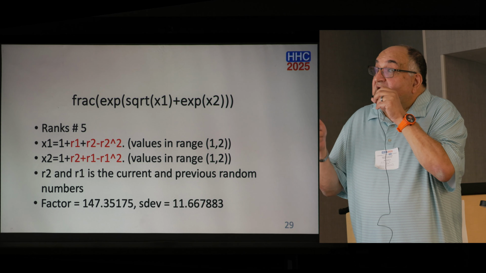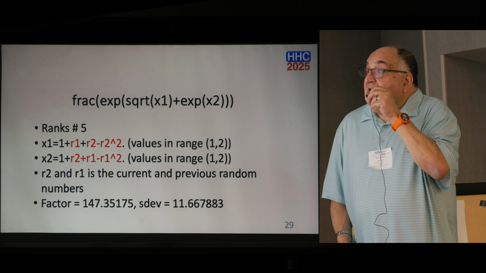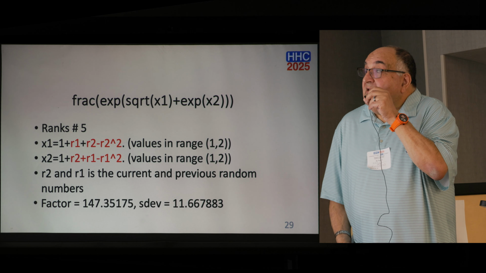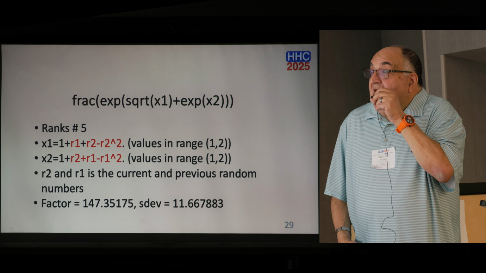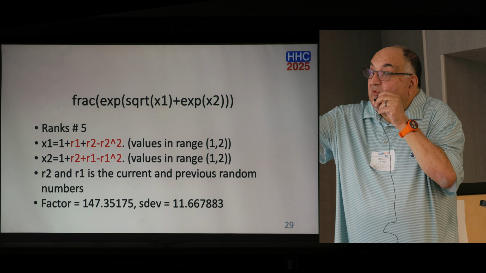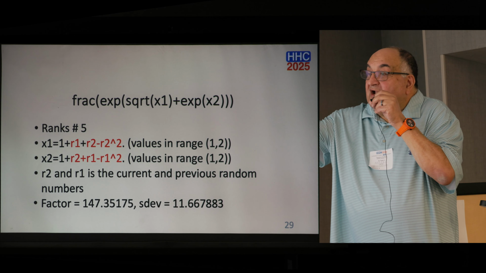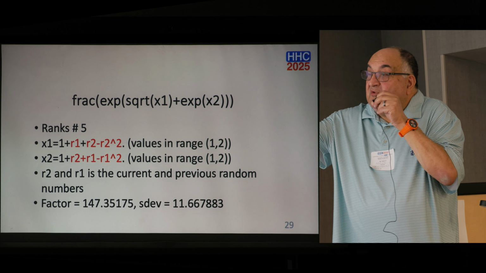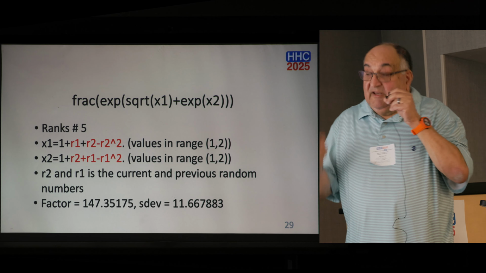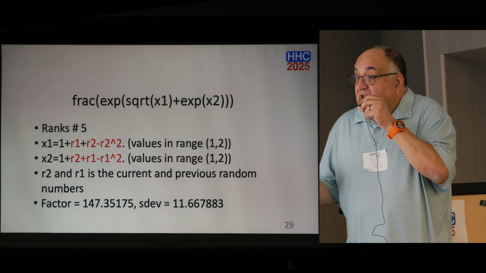And the last one is a little bit shorter. I just take the square root of x1 plus the exponential of x2. I'm mixing R1 and R2 in both equations to calculate x1 and x2. And I get a factor of 147.3. That's still good. It's under 147.5.